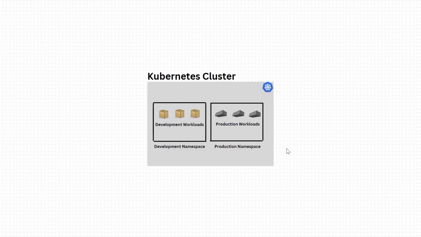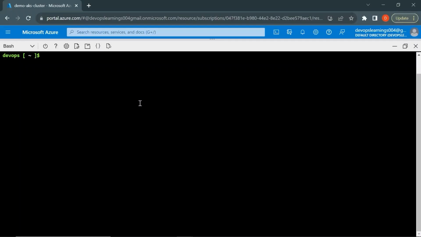Now let's go ahead with the demo part and create namespaces in the Kubernetes cluster. I am in the Azure shell and I have created an Azure Kubernetes cluster in Azure for this demo. I have already logged in to the cluster. Before creating a namespace in Kubernetes, let's see what the different namespaces are that we get by default when we create a Kubernetes cluster. For that, let's type kubectl get namespaces.